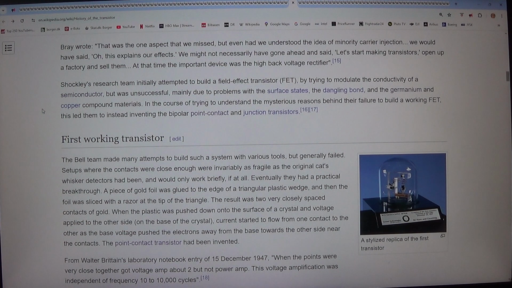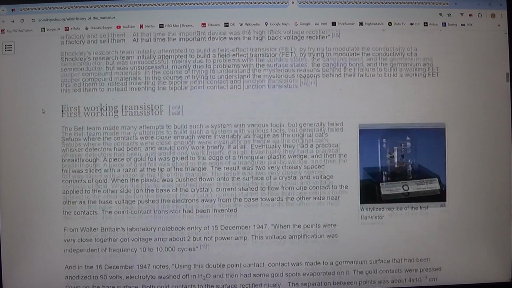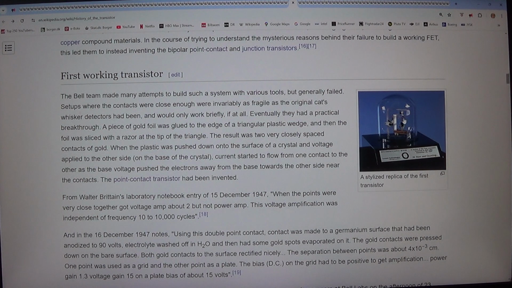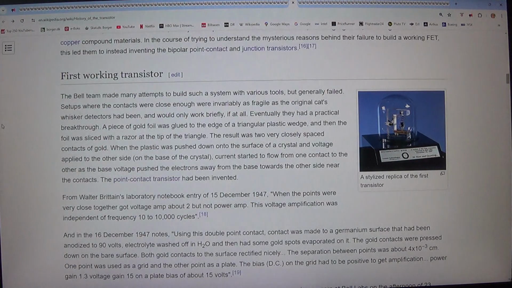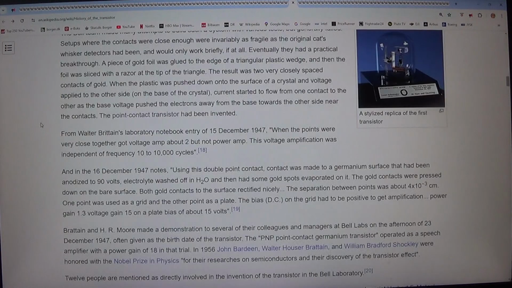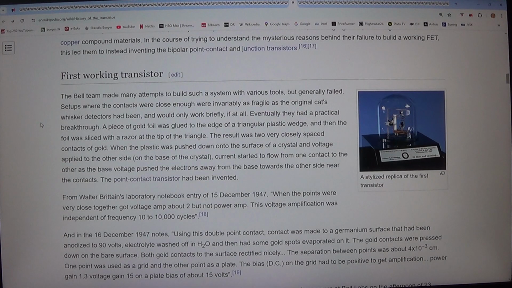First working transistor, edit. The Bell team made many attempts to build such a system with various tools, but generally failed. Setups where the contacts were close enough were invariably as fragile as the original cat's whisker detectors had been, and would only work briefly, if at all. Eventually they had a practical breakthrough.